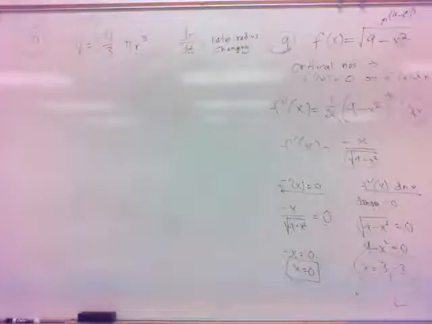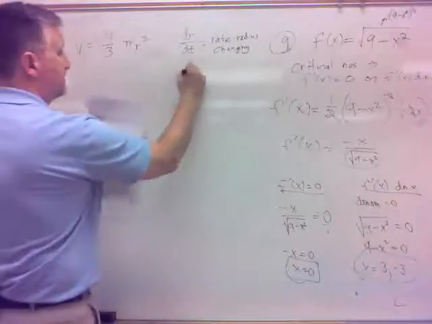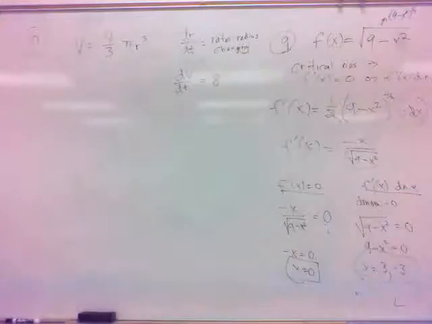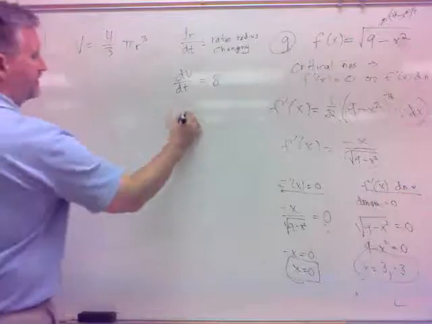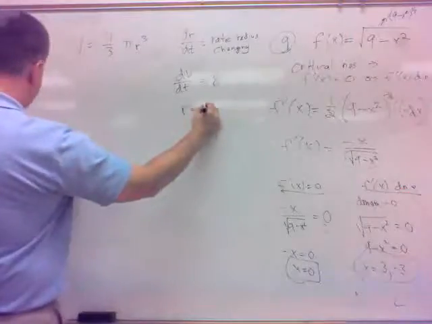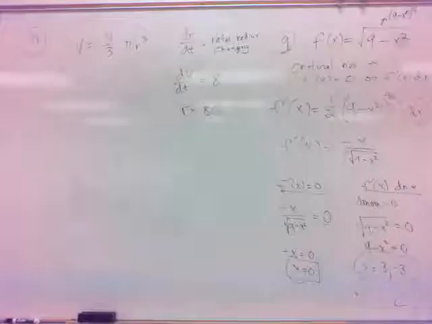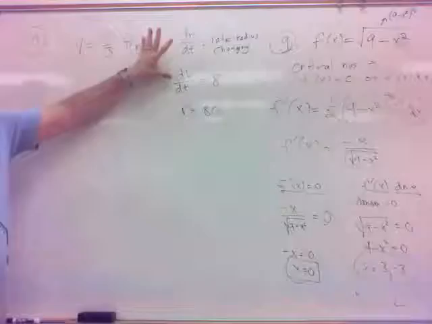It says the volume is increasing at a rate of 8. So what does that tell me? That's dv dt, isn't it? The rate at which the volume is changing is 8. So that's dv dt. And then, of course, I want specifically the radius of 80. So that's all the information provided. So how do I find this dr dt?